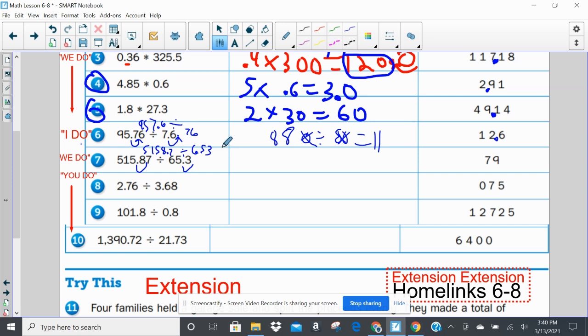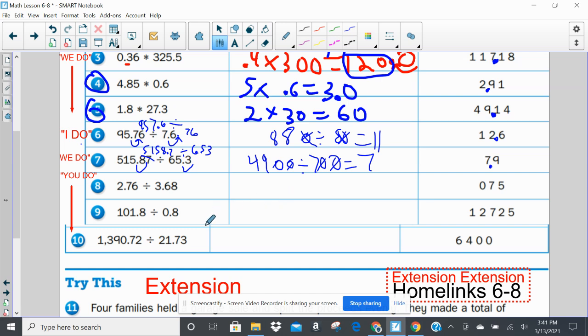What can I change 653 to? Let's make it 700. And what about the 5,000? Well, I'm going to make these zeros. And let's think of the last two digits there, 51. What can I change that to that 7 will go into evenly? 49 goes into it. So let's divide. What's 49 divided by 7? 7. And then my zeros will cancel out. So where would my decimal fall? Right there.